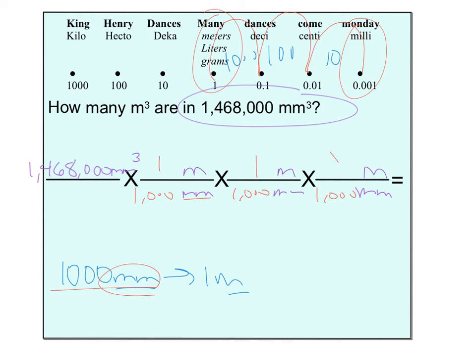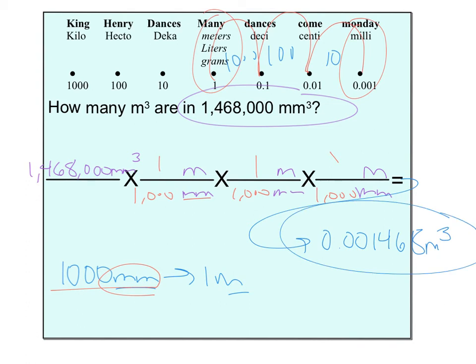So then for the math, what I'm going to do is take 1,468,000 divided by 1,000, divided by 1,000, divided by 1,000, which spits out the answer 0.001468 meters cubed. Check your sig figs. 1, 2, 3, 4. Trailing zeros don't count because there's no decimal. Leading zeros don't count ever.